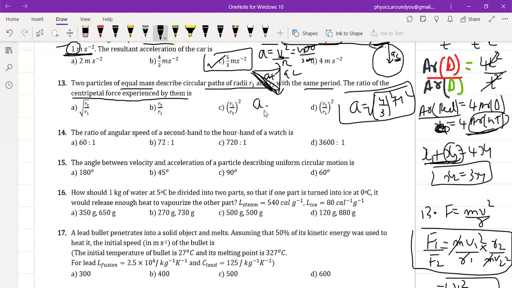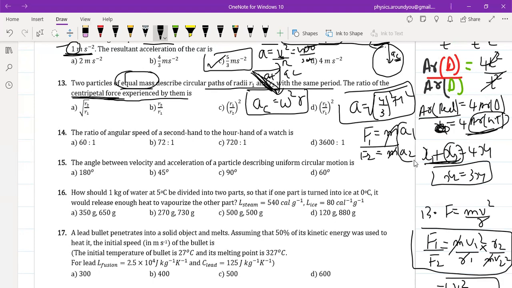You can express the centripetal acceleration, instead of v square by r, as omega square r, where omega is its spinning speed. Now, since both of them have equal mass, the ratio of the force depends only on the ratio of the accelerations, because F equal to ma, and if I take the ratios, the m's cancel anyway. It would turn out to be the ratio of a1 and a2. A1 depends on omega square r1, and a2 depends on omega square r2. Omega squares cancel, it becomes r1 by r2.